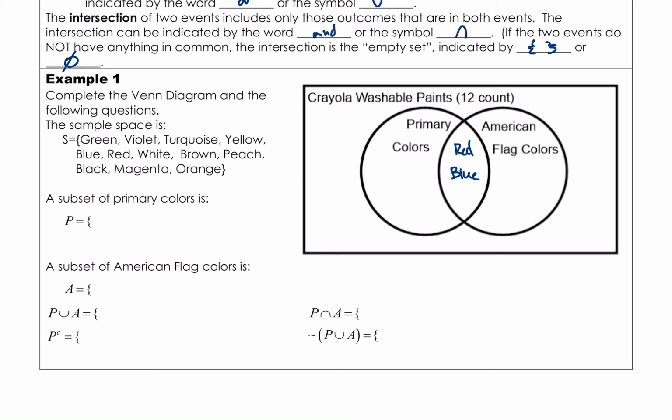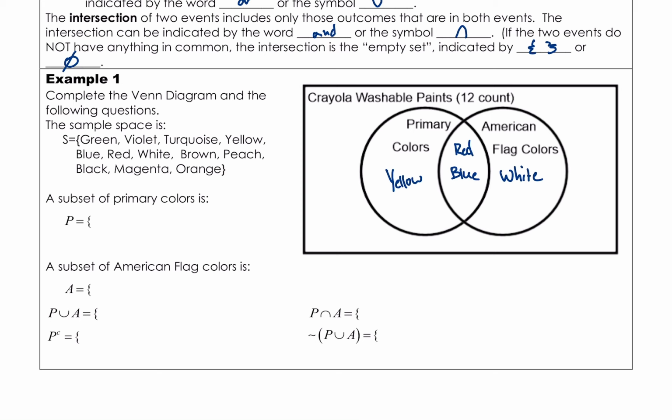Now we just have to finish this out by saying what other primary colors there are. Well, yellow is a primary color, but it is not part of the American flag colors. And white is part of the American flag colors, but is not a primary color. So all of my other words are going to go on the outside of this. We still have to include all these other colors like orange and brown and peach, but they don't go anywhere inside of these circles. They're going to go somewhere on the outside here.